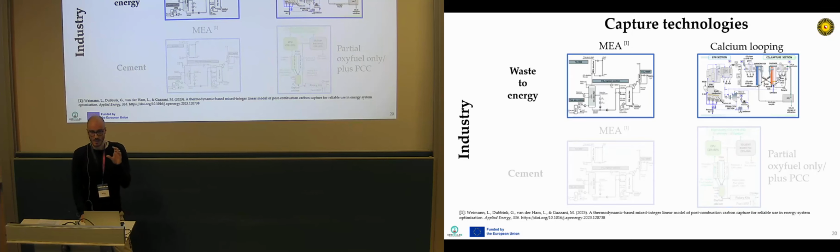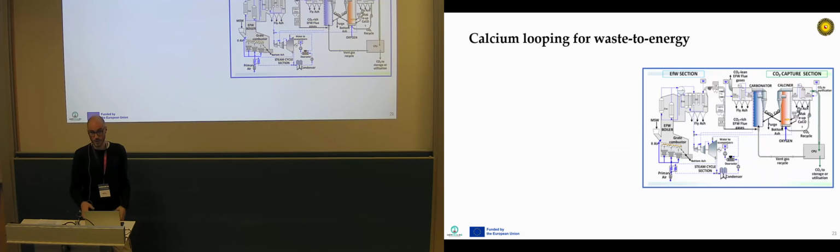Now let's look at the process simulations that we did for the waste-to-energy case. We said we didn't do the MEA simulations. We took the job of Luca. So let's focus on the calcium looping part. For the calcium looping on waste-to-energy, we modeled a traditional calcium looping process that uses calcium oxide as a sorbent to capture the CO2.